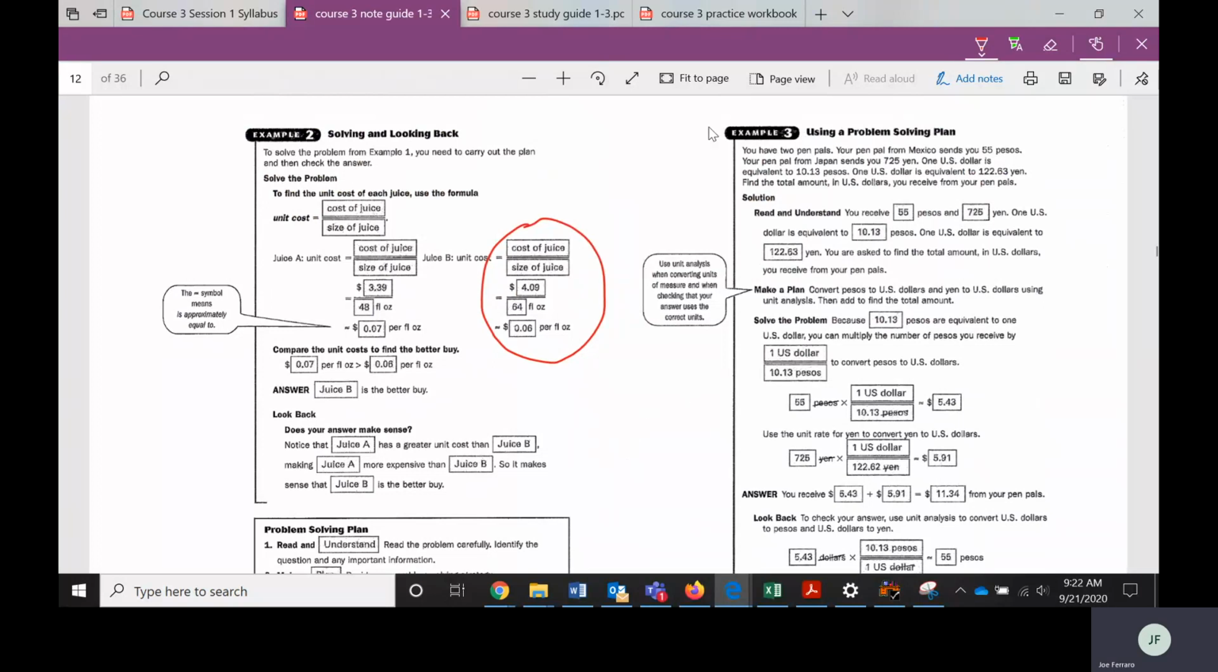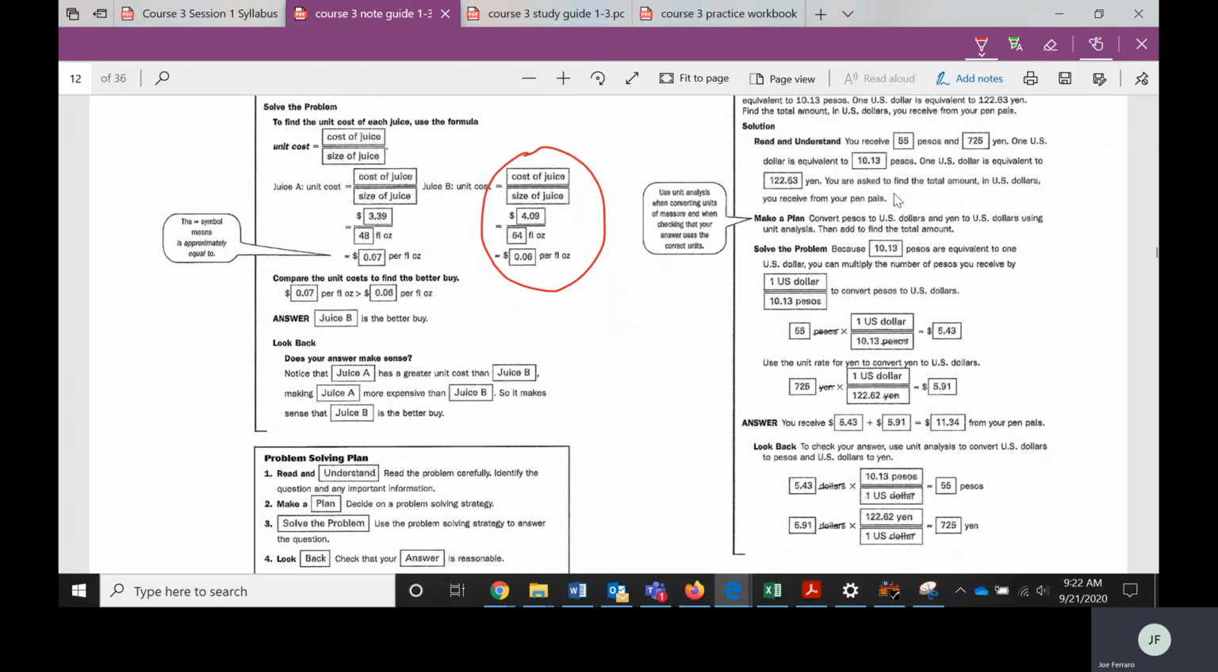Let's look at example 3. It says you have 2 pen pals. Pen pal from Mexico sends you 55 pesos. Pen pal from Japan sends you 725 yen. It says $1 US dollar is equivalent to 10.13 pesos. $1 US dollar is equivalent to 122.63 yen. Find the total amount in US dollars you received from your pen pal.